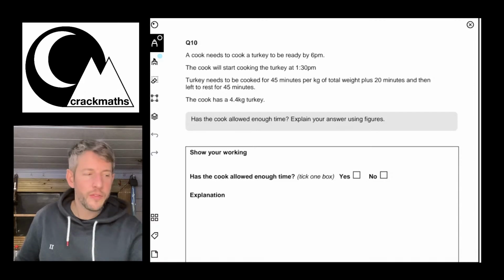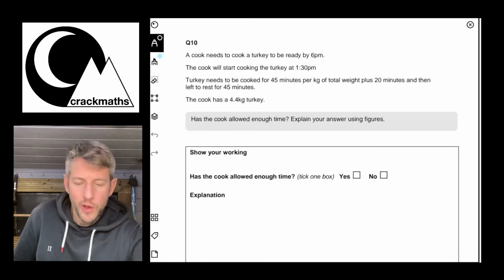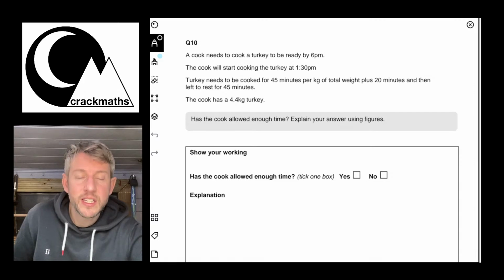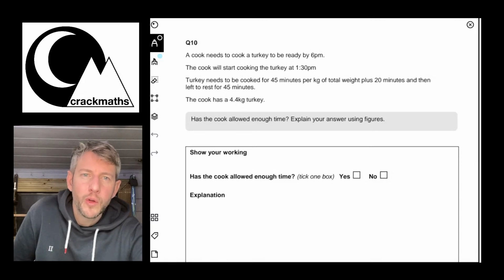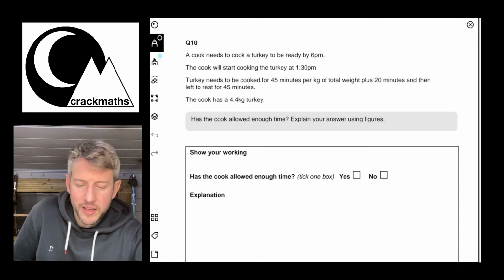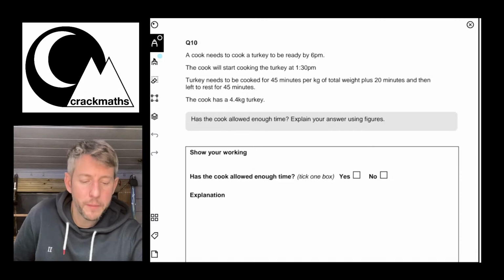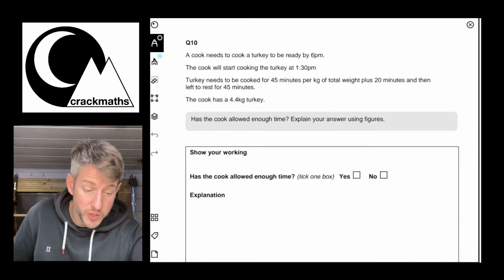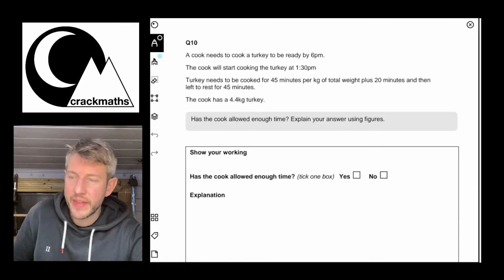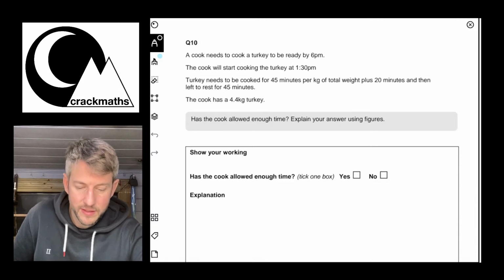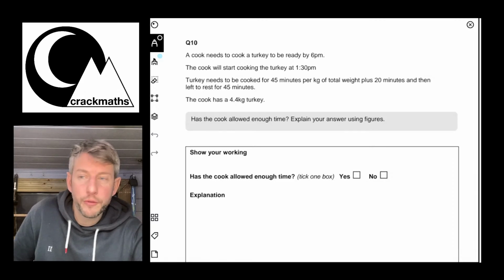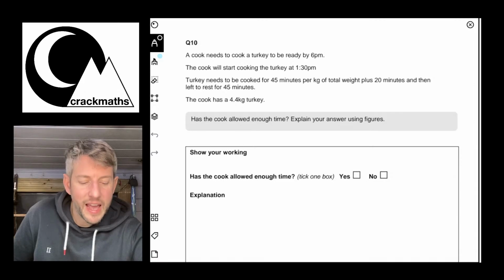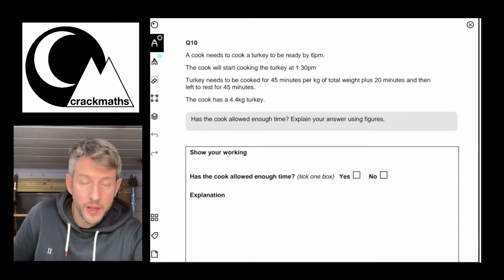Okay. Right, let's go to the next question. The next question is question 10. A cook needs to cook a turkey to be ready by 6 p.m. The cook will start cooking the turkey at 1:30 p.m. The turkey needs to be cooked for 45 minutes per kilogram of total weight plus 20 minutes and then left to rest for 45 minutes. The cook has a 4.4 kilogram turkey. Has the cook allowed enough time? Explain.